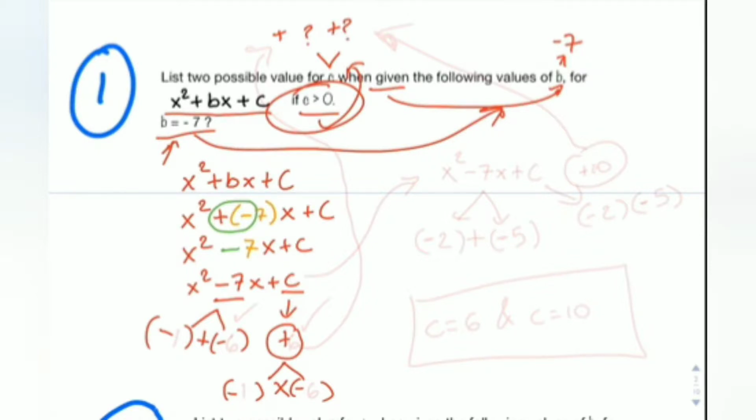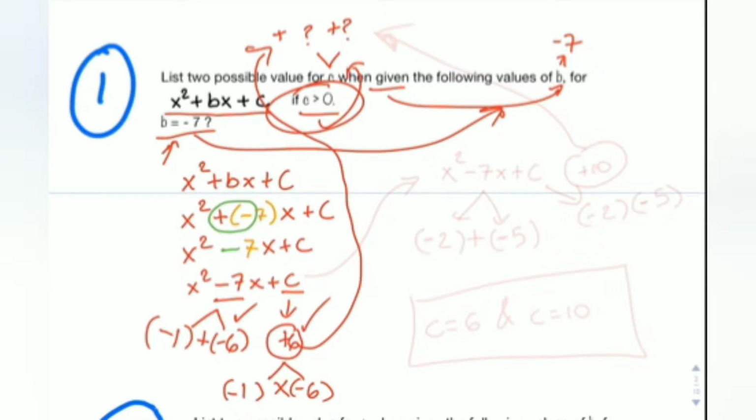So now let's pick our numbers. Let's go by 1. -1 plus a negative number that equals -7 is -6. So -1 plus negative 6 equals negative 7. Perfect, meets the criteria. Now let's plug in the same numbers that we used. Negative 1 and negative 6. How much is that? Negative 1 times negative 6 is positive 6. So C is 6. We found one value already. So we found one answer.